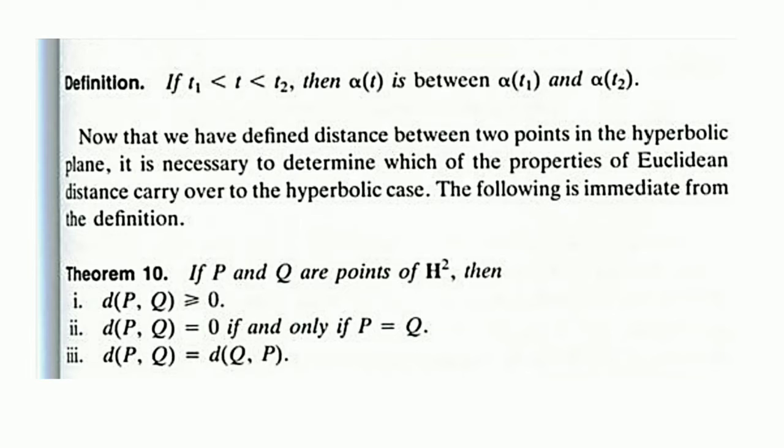So, theorem 10, which talks about two points of H2. If P and Q are points of H2, then first, the distance PQ must be greater than or equal to 0. If the distance is 0, then it is understood that the two points are equal. And the last one is that the distance of PQ is equal to the distance of QP.